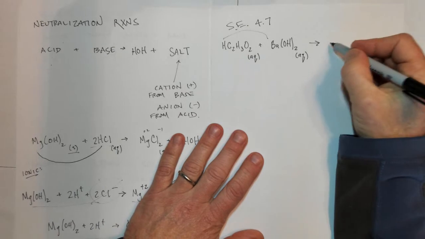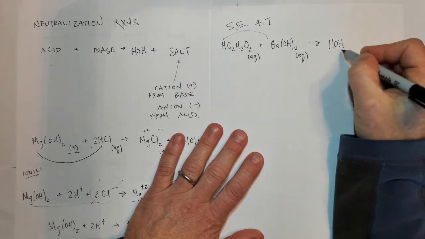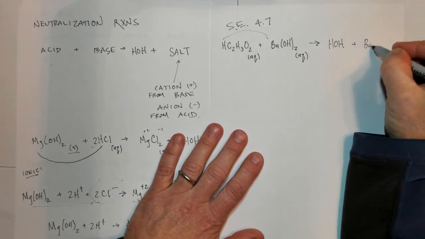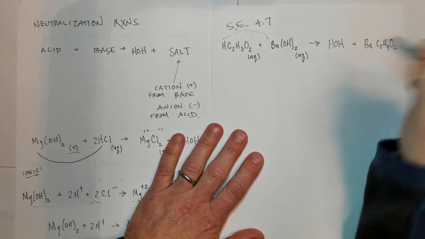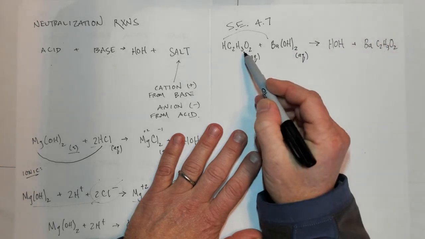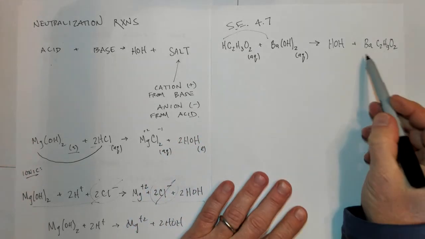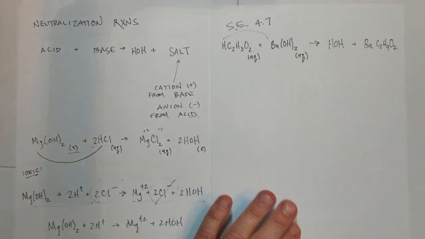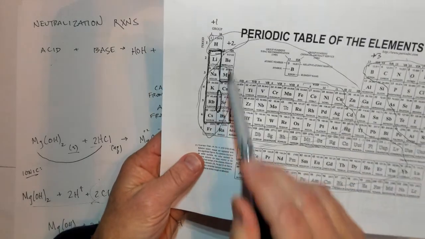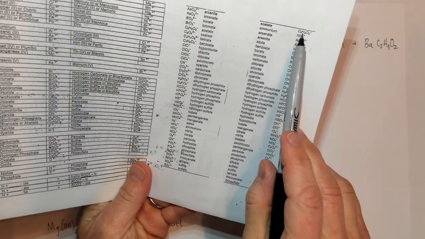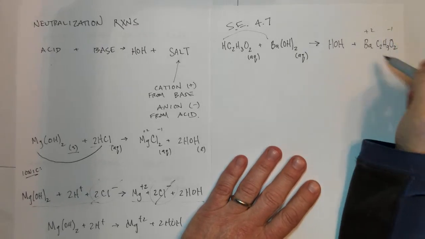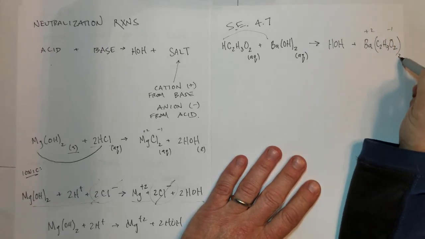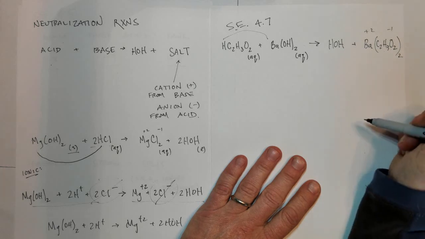So the H and the OH will come together to form water, and then we'll have barium together with the C2H3O2 ion over here on the right-hand side, the acetate ion. Now be careful with this and make sure that you get the charges correct. Barium's +2, and if you forgot, acetate up here is -1. And so with a +2 here and -1 here, we'll have to illustrate that there's 2 of them by putting a small 2 down below here.